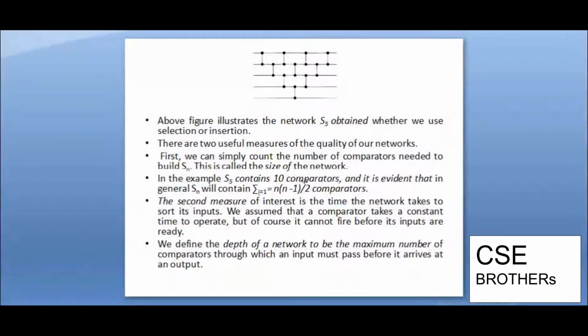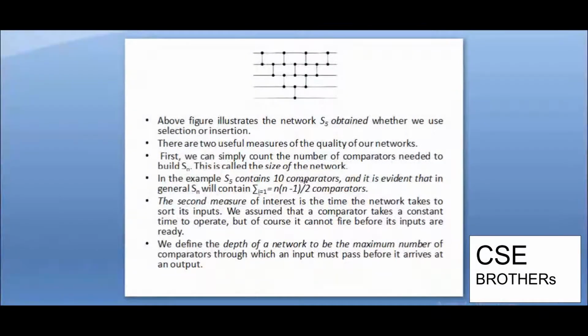In the above example, S5 contains 10 comparators, and in general Sn will contain n into n minus 1 by 2. Suppose we want to make a network for n elements, then we require n into n minus 1 by 2 comparators for the same.